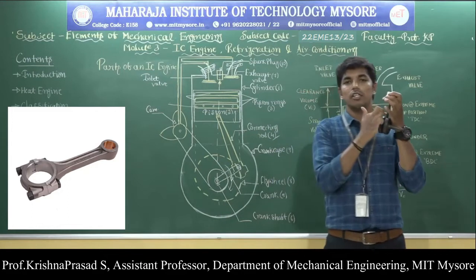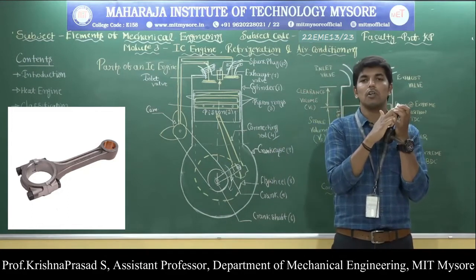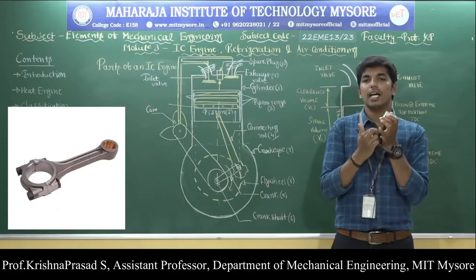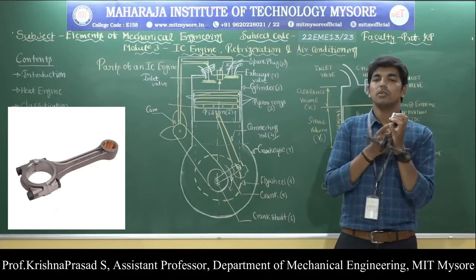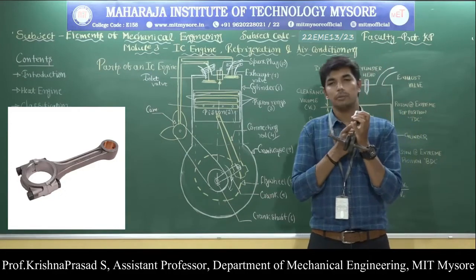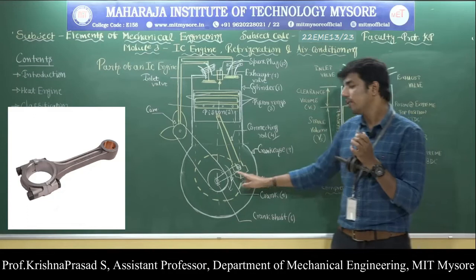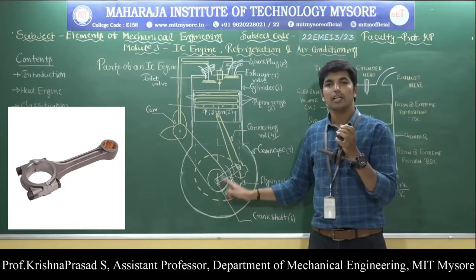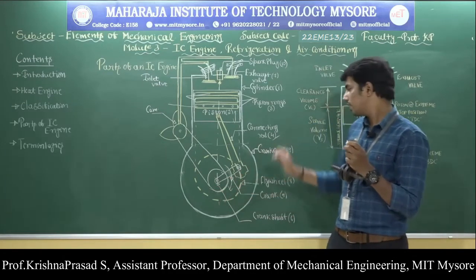So the connecting rod has two ends. One is called the smaller end, the other is called the larger end. The smaller end is connected to the piston with the help of the piston pin, and the larger end is connected to the crankshaft with the help of the crank. So this is regarding the connecting rod.